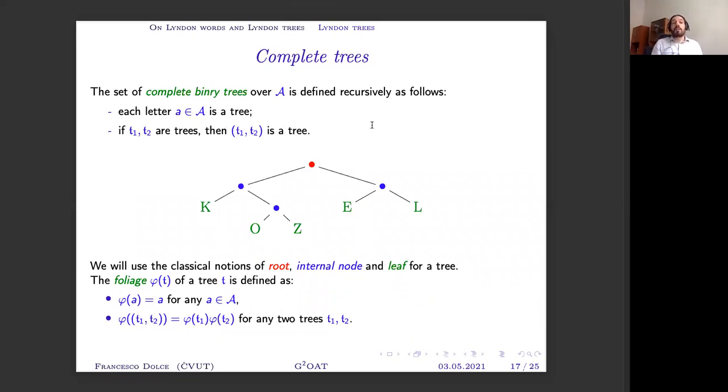And whenever we consider binary trees, we have the classical notion of root, of internal node, and of leaf of a tree. So a root is a node that has no father, and a leaf is a node that has no sons. And we also consider, whenever we have a complete tree, in this case a binary tree, the foliage of a tree. The foliage of a tree is just the concatenation, essentially from left to right, this is the formal definition, of all the elements on the trees on the last level. So for instance, here the foliage of this tree is causal.